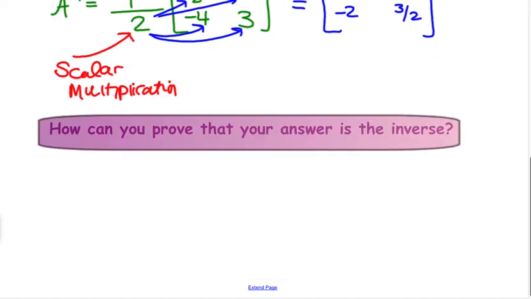Now, here's a question for you. How can you prove that your answer is the inverse? If you multiply A times A inverse, you're going to get what we call the identity matrix. So it'll be 1, 0, 0, 1.